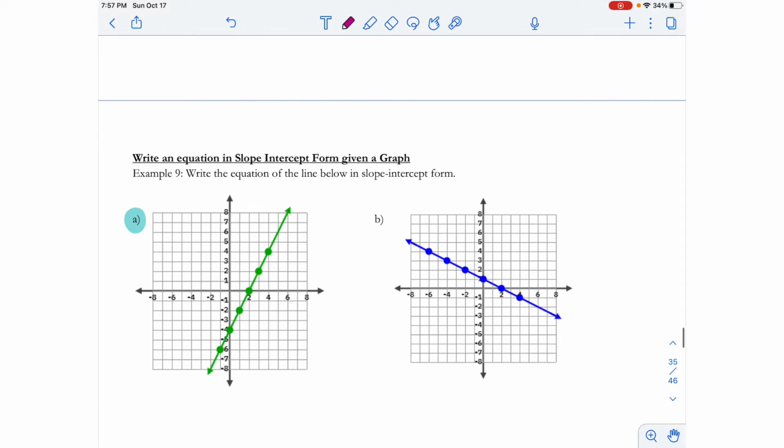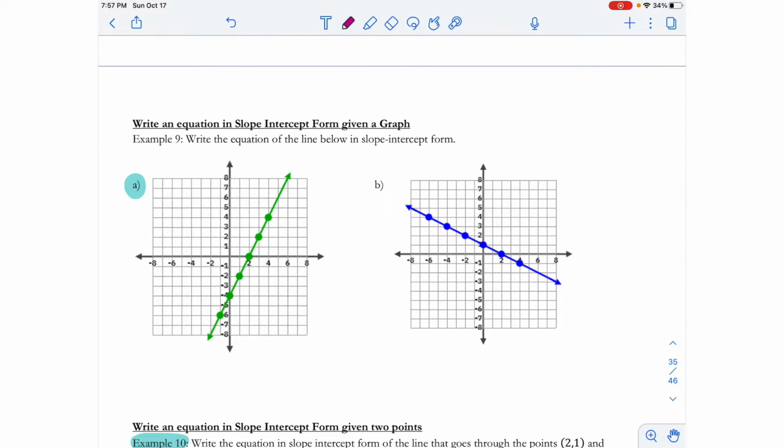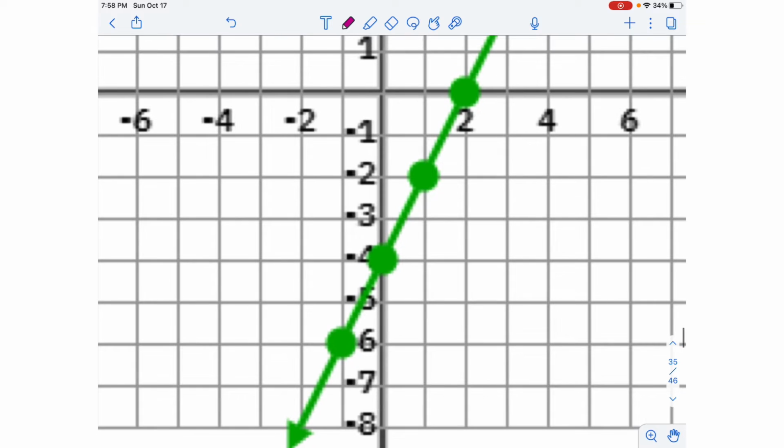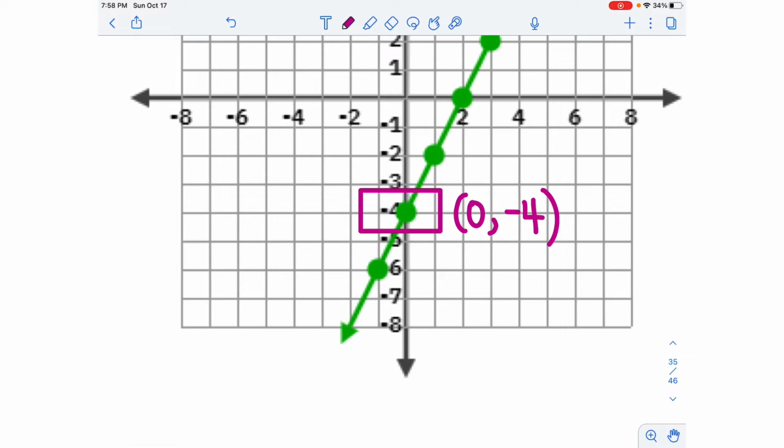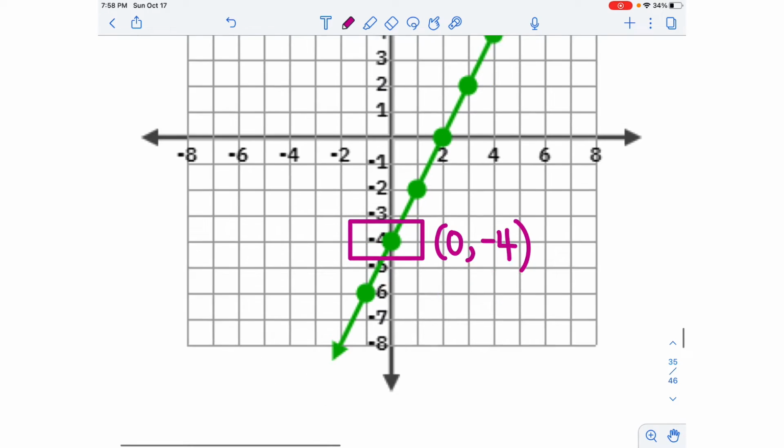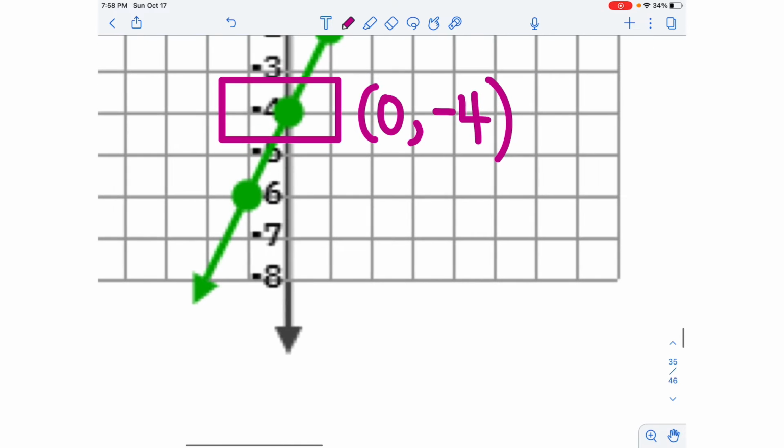We are going to move on to writing an equation in slope-intercept form given a graph. This should be a very quick problem. It should be, to be honest, quite simple because you should be able to physically see the y-intercept. This y-intercept is right here where I just put this pink box around, and that's the point (0, negative 4). So where does the line cross the y-axis? It crosses it at negative 4. That is the y-intercept, so that's the b value.